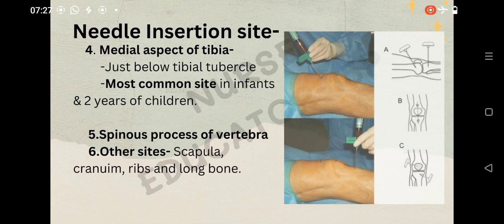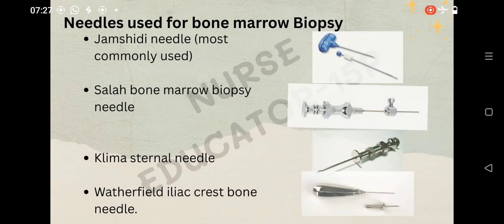In the vertebral column also they can collect samples. Besides that, other sites include the scapula, cranium, ribs, and long bones.